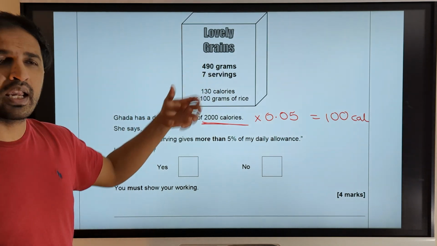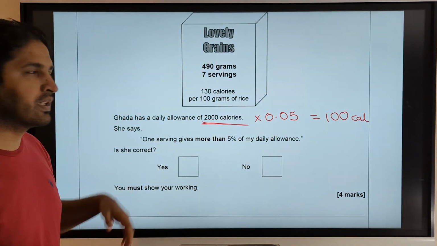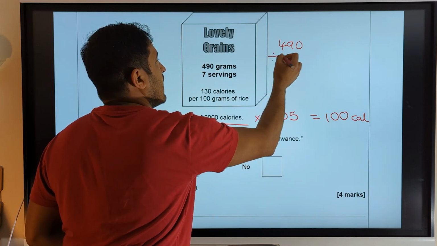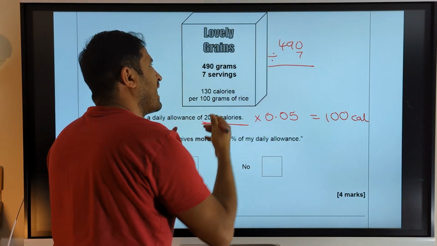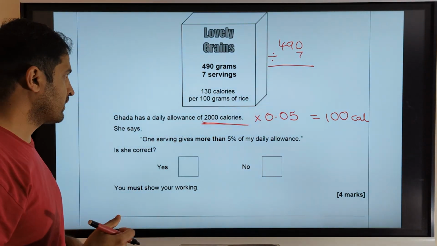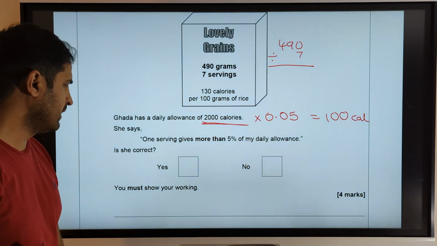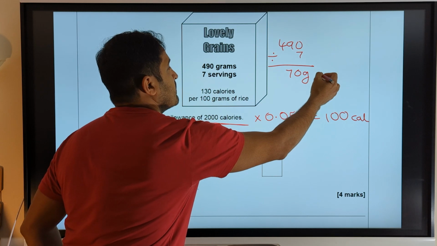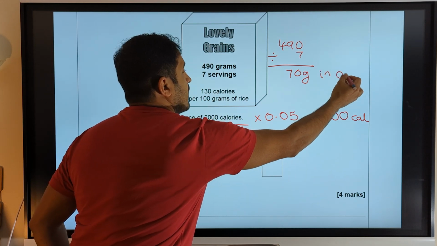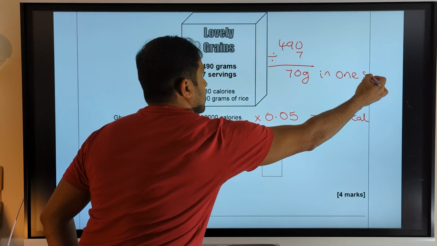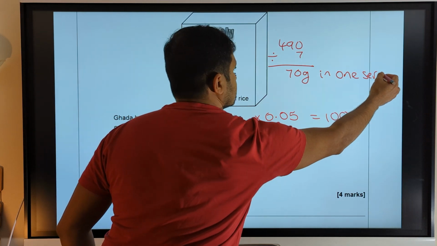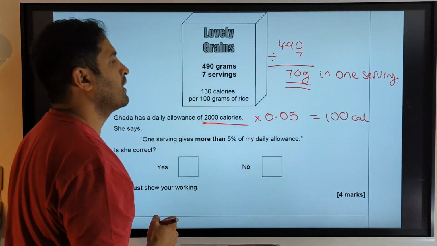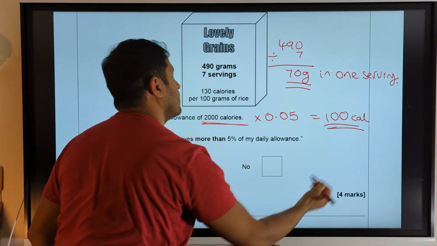So let's first work out how many grams I need in one serving. We're doing 490 divided by 7. That tells me how many grams there are in one serving. So 490 divided by 7 gives you 70 grams. So there are 70 grams in one serving. That would possibly get you 1 mark.